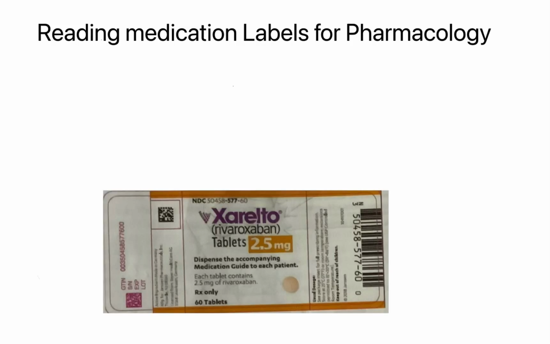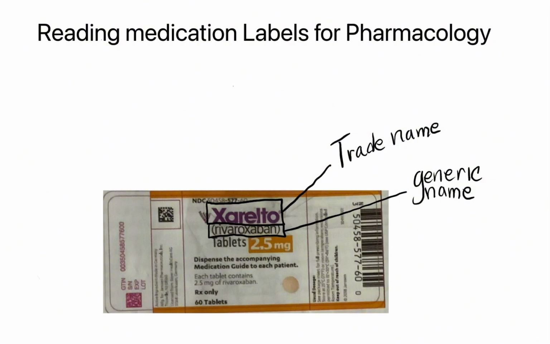This video will give you the basic information on how to read a medication label in pharmacology. First, we're going to talk about the name of this medication. Xarelto is the trade name. If you're looking for the generic name of this medication, the generic name is usually in smaller letters. The name of this medication is rivaroxaban. That's the generic name of this medication.